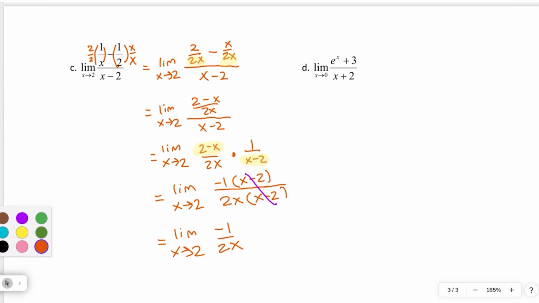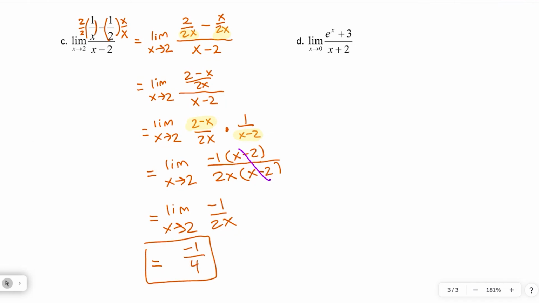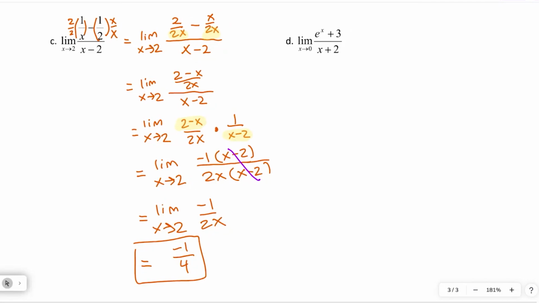And now I don't have any problem using direct substitution. Oh, actually, nope, I don't want that limit because I'm going to evaluate it at this point. I'm just going to substitute in that 2 for the x and get -1 over 4. Whew, all right, those fraction ones are always kind of a pain, huh?